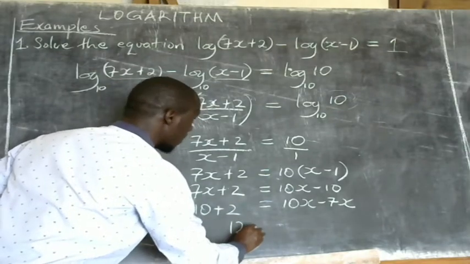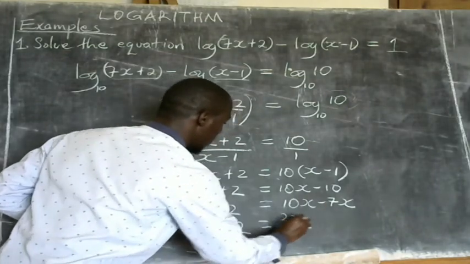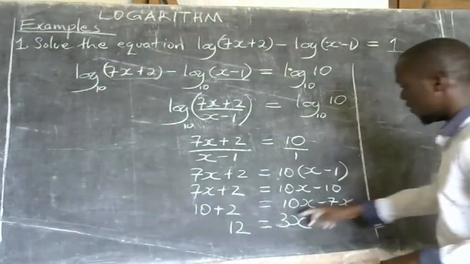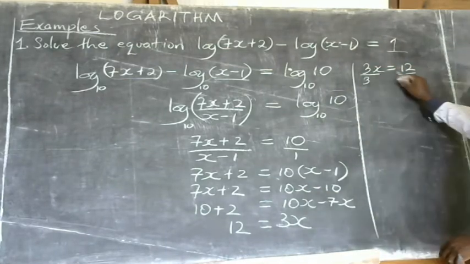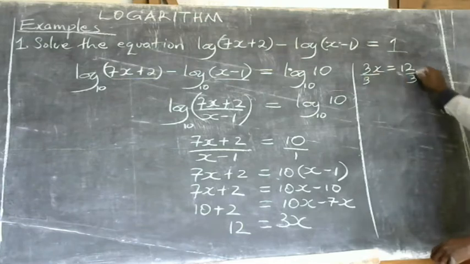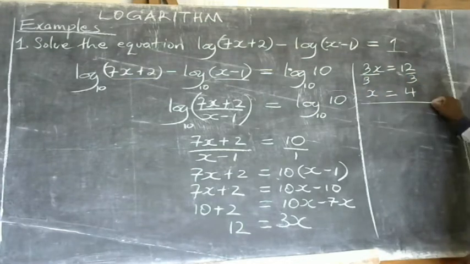Here, this side I get 12 is equivalent to, on the other side, when I subtract, I have 3x. So then my 3x is equivalent to 12. Then I divide this side by 3 and also this side by 3. I get my value of x as 4.